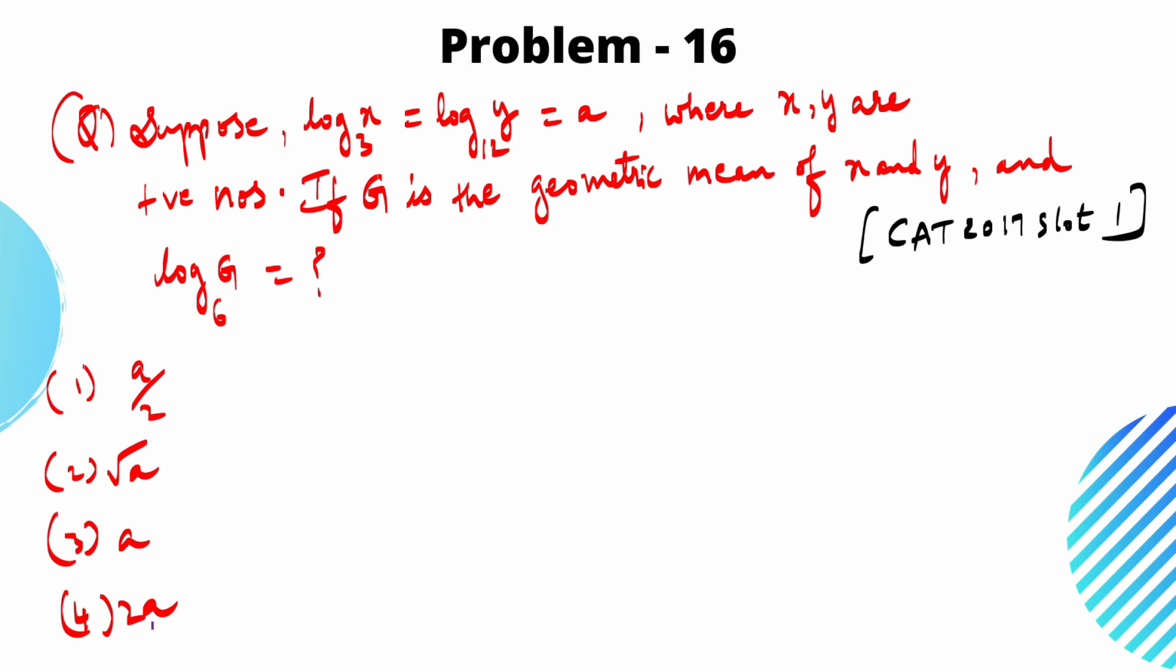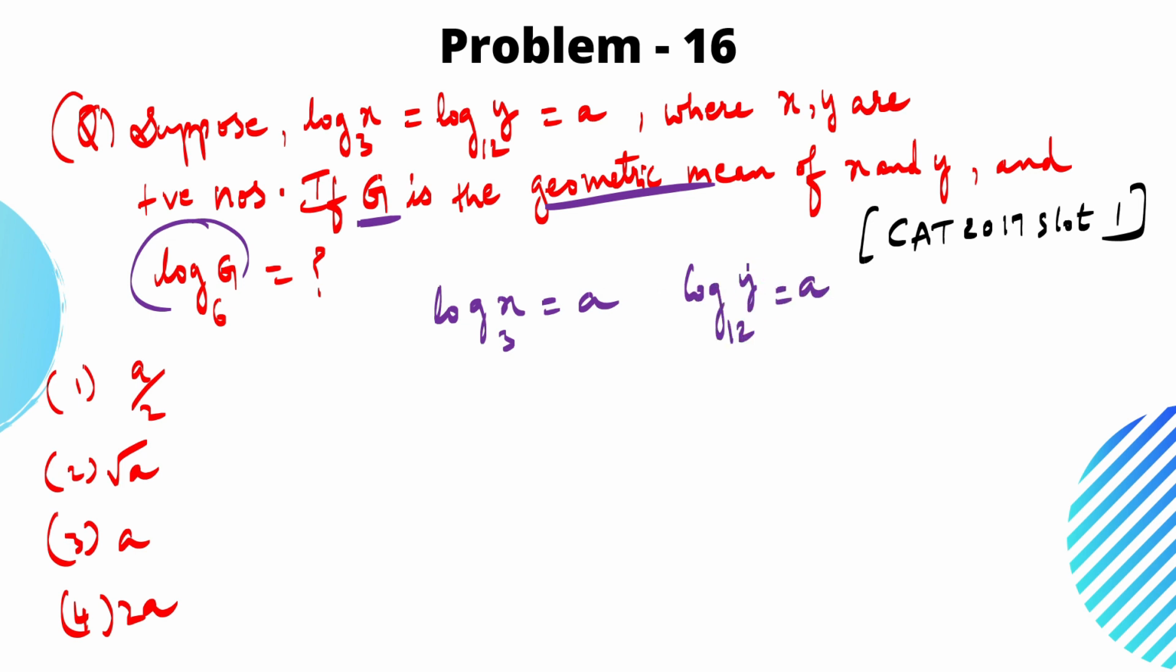So let us solve this. Suppose log x to the base 3 is equal to log y to the base 12 is equal to a, where x, y are positive numbers. If z is the geometric mean of x and y, find the value of log z to the base 6. So z is the geometric mean. Since log x to the base 3 is equal to a, log y to the base 12 is also equal to a. So x is equal to 3 power a and y is equal to 12 power a.